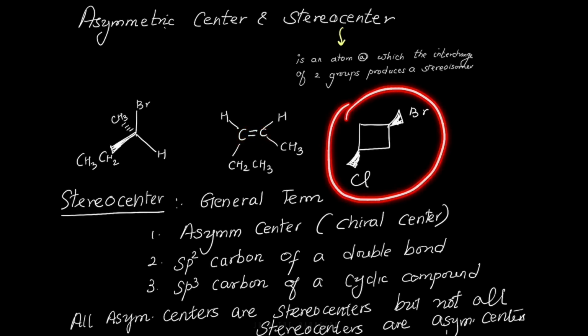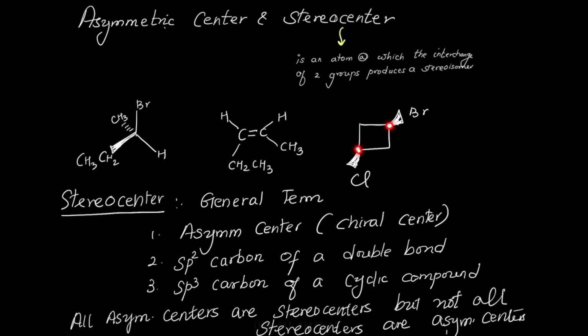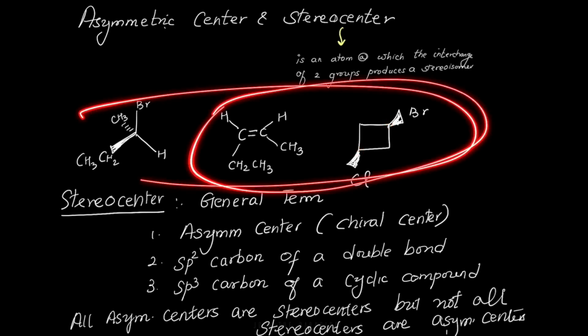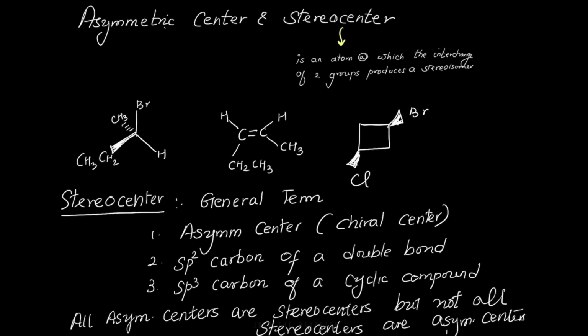And similarly, when I look into the cyclic compound, which has sp3 carbons, these are 2 stereocenters that we have, and we can switch the bonds here to get to the other stereoisomer. So in general, stereocenter is a general term that is used for an asymmetric center, or an sp2 carbon of a double bond, or an sp3 carbon of a cyclic compound, which are these. So all these together are stereocenters. But keep in mind, all asymmetric centers are stereocenters, but not all stereocenters are asymmetric centers.